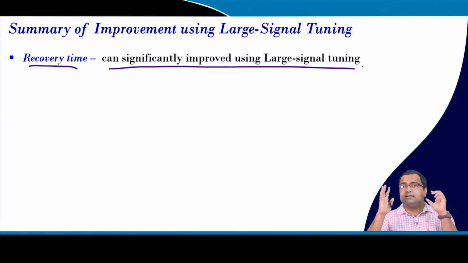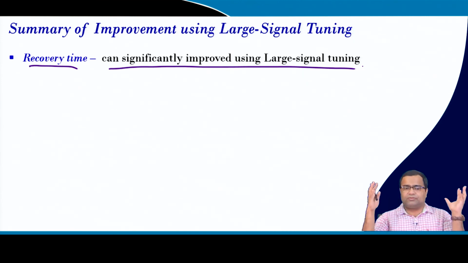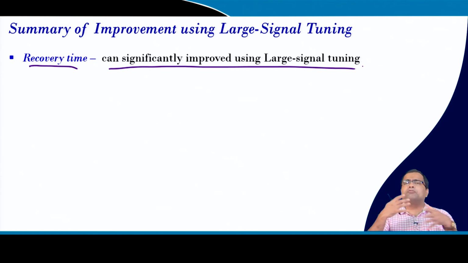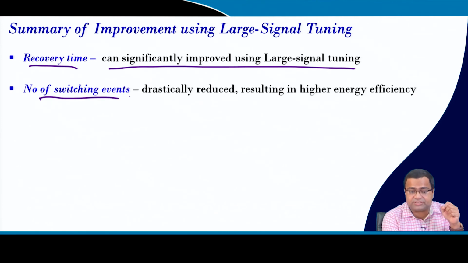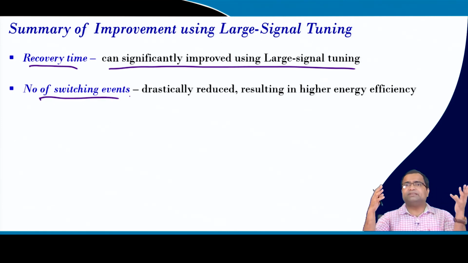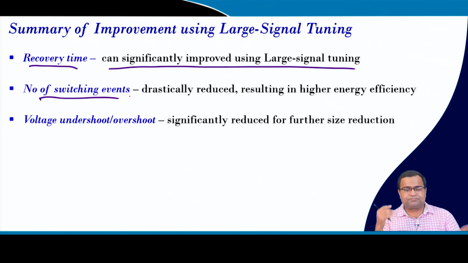As a result, the speed of the converter, or you can think of it in terms of bandwidth, is not applicable, because it is a nonlinear switching model and the recovery time is very fast. So, this converter can handle more frequent transients. Since the number of switching events was drastically reduced, you can achieve higher energy efficiency, so that under frequent load transients, your converter efficiency can be improved over a conventional linear control.